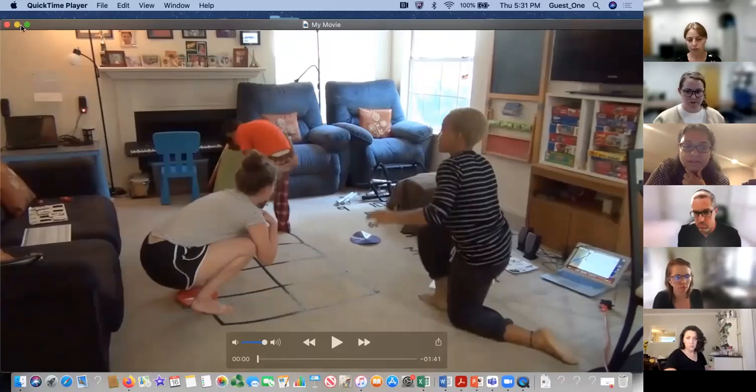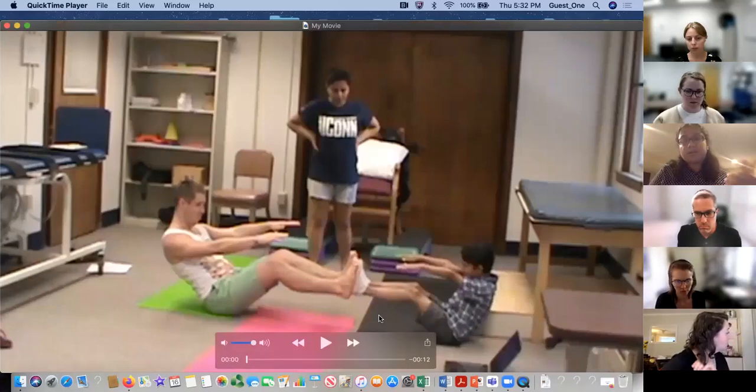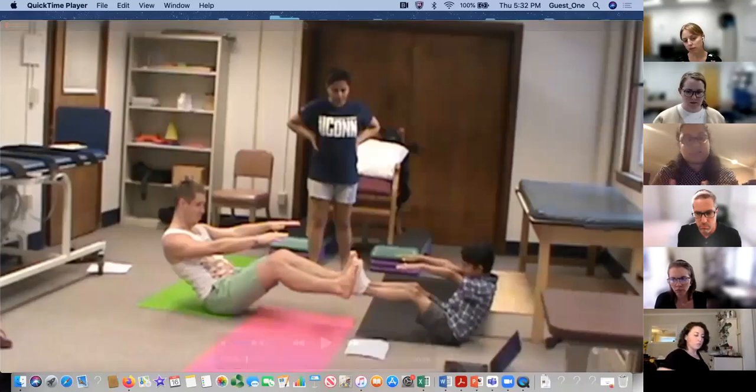And the last one I want to show is how yoga can be used through partner poses to promote core strength and eye gaze, social gaze, as well as social interaction while moving.